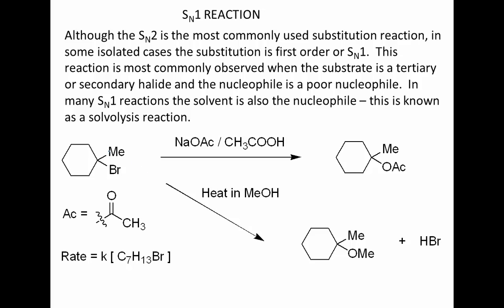Here notice our halide is tertiary. Our nucleophile, sodium acetate, is kind of low on the nucleophilicity scale, right? And we get the substitution product at the tertiary position. In this other reaction here we're using methanol as the nucleophile, and we're also using it as the solvent. So this is a solvolysis reaction. A very common abbreviation we have here is this abbreviation for the acetate anion. So this is an abbreviation you'll see frequently.